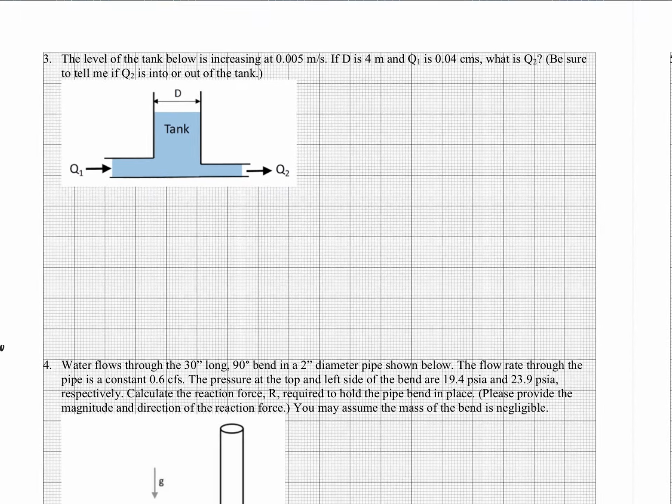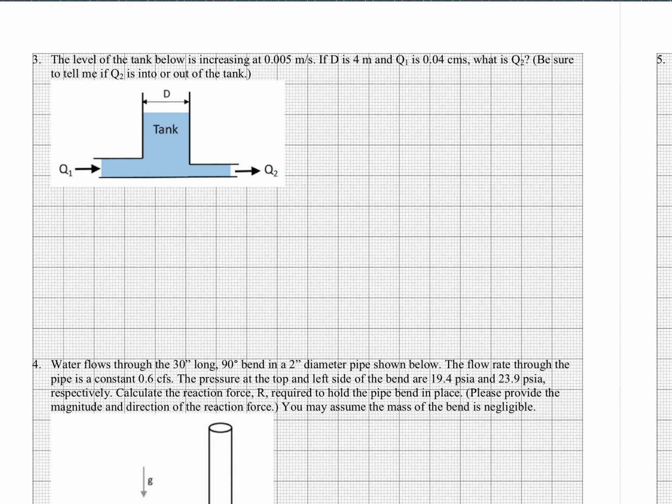The level of the tank below is increasing at 0.005 meters per second. If D is 4 meters, so this is a 4 meter tank, and Q1 is 0.04 CMS, that's cubic meters per second, what is Q2? Oh, well, this is an easy question. Perhaps the easiest question I could have ever asked. Okay, so we're going to go in equals out plus accumulation.